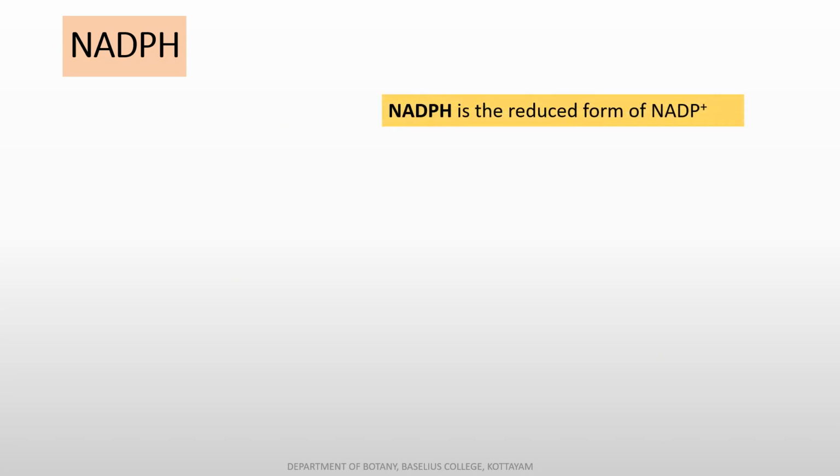Next, NADPH. What is NADPH? It is the reduced form of NADP plus. What is NADP or NADP plus? NADP is the abbreviation of nicotinamide adenine dinucleotide phosphate. It is a very important hydrogen carrier in living systems, like NAD, FAD, FMN, etc.